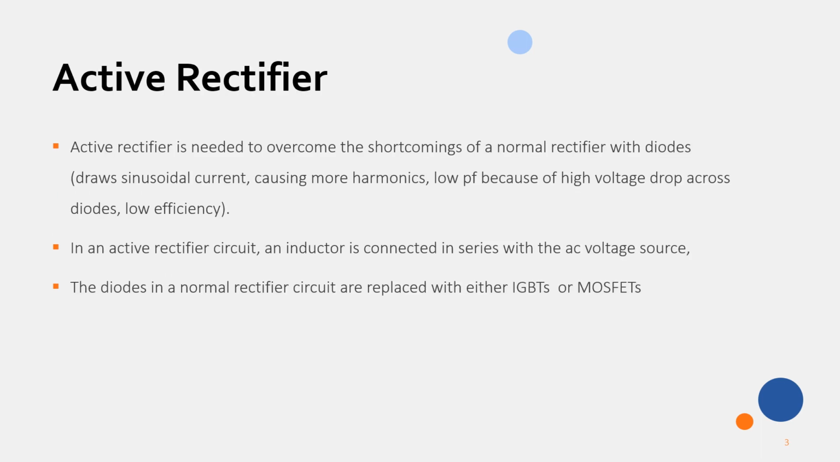The active rectifier is very important in this project because it is needed to overcome the shortcomings of the normal rectifier with diodes. The normal rectifier draws non-sinusoidal current. This can also cause more harmonics, and it reduces power factor because of the high voltage drop, and as such the active rectifier can do better in this regard. Also, in the active rectifier circuit, our inductor is connected in series with the AC voltage source, and the diodes in the normal rectifier circuit are replaced with either the MOSFET or the insulated gate bipolar transistor.